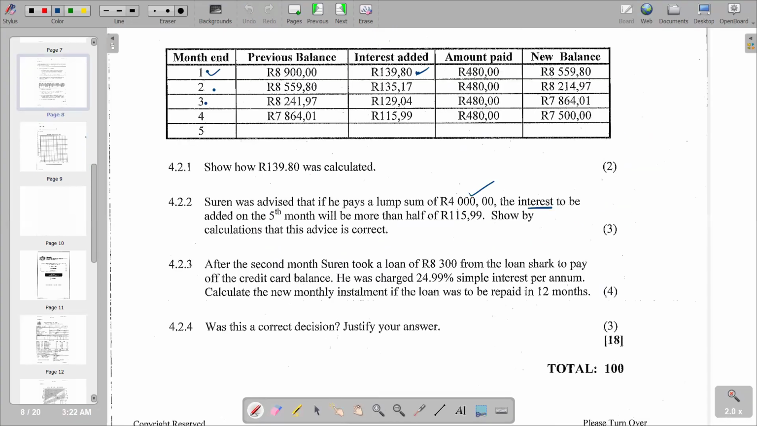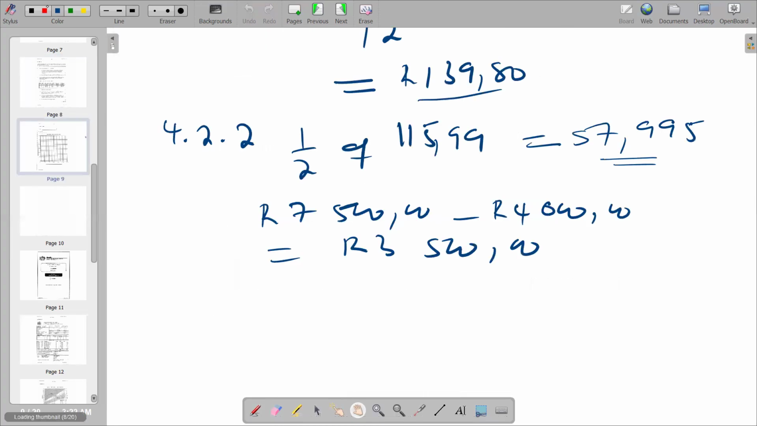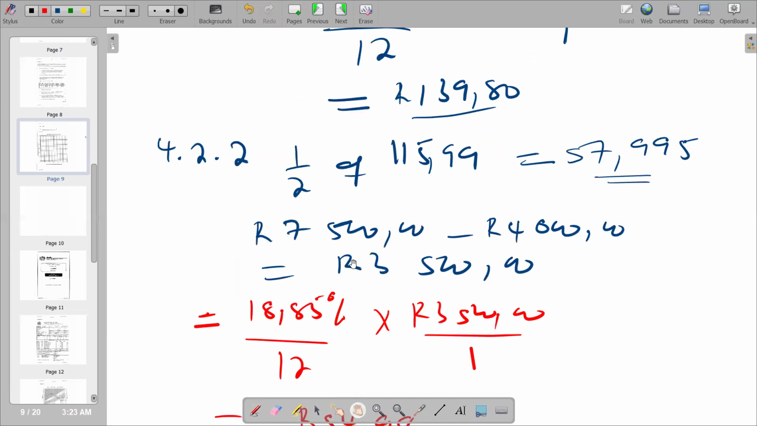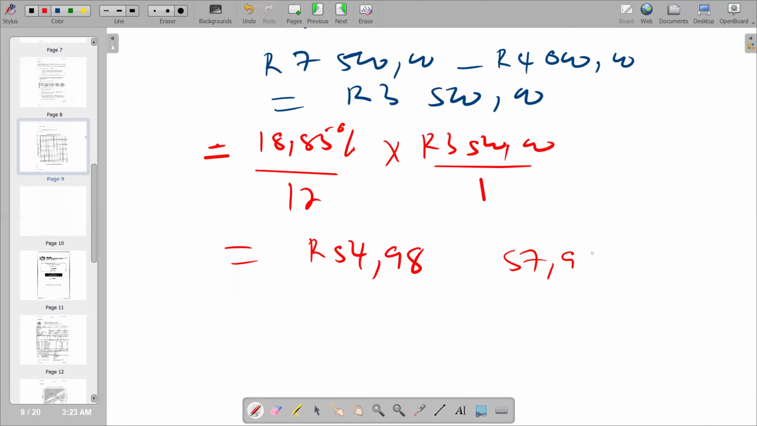Remember, of course, the interest we're given is per annum, 18.85. So we divide it by 12, and then we multiply it by the difference that we got there. So we are saying 18 by 3,500. Okay. That would be 54.98 cents. And we are comparing it with 57.995. So we are saying 57.995, which, if you round it off, becomes 58.